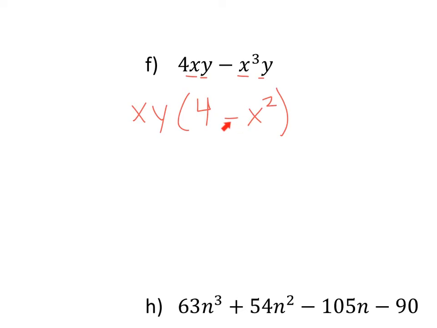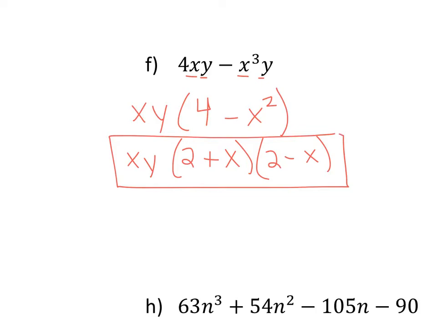It is a difference, it is subtraction, and 4 and x squared are perfect squares. So carry down your xy. Remember, you have to keep your first term first and your last term last. So meaning I need to do the square root of 4 first. The square root of 4 is 2, so I write 2 and 2 first. The square root of x squared is x, so those will be my last terms. Make one addition, make one subtraction. I can't do anything with 2 plus x or 2 minus x. Therefore, I have factored completely.